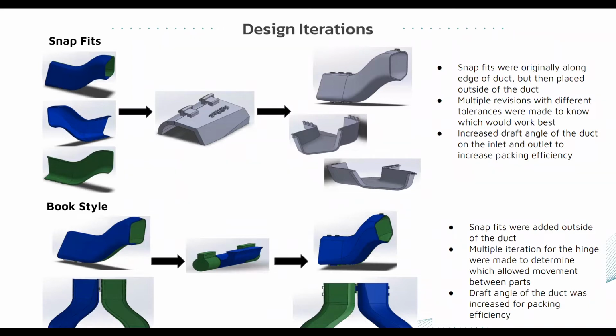For our prototyping process, we printed several iterations of specific design features, such as the snap fits and the hinge for the book style shown on this slide. By doing this, it allowed us to determine the best tolerances to use that had a snug fit for the snap fits and the minimum distance between each part to allow movement for the hinge. Once that was figured out, it allowed us to easily integrate it into a whole CAD model for the air duct. And one additional feature we included is that we drafted the walls outward to promote nesting efficiency when printing.